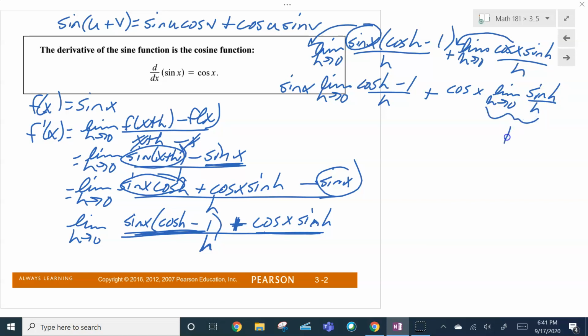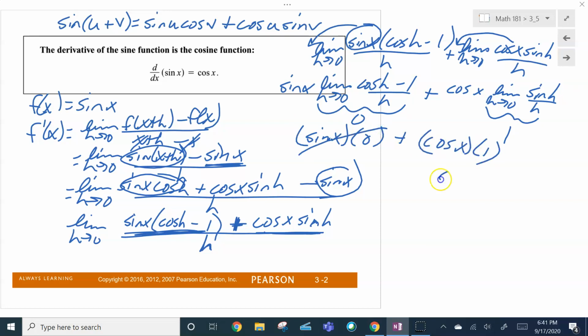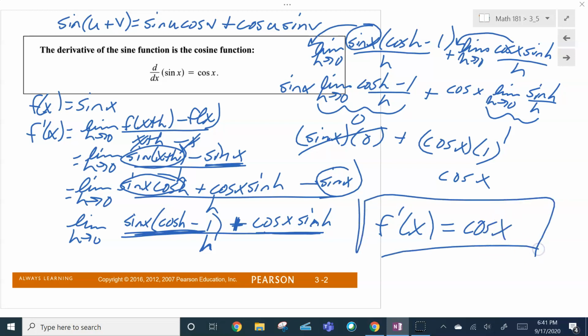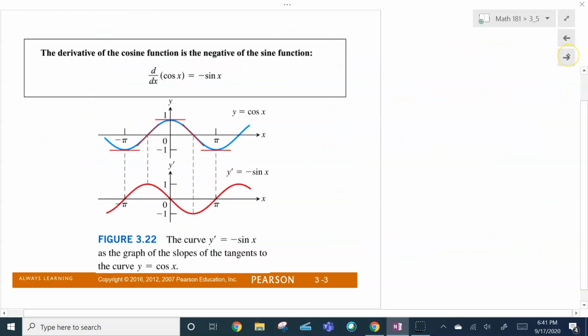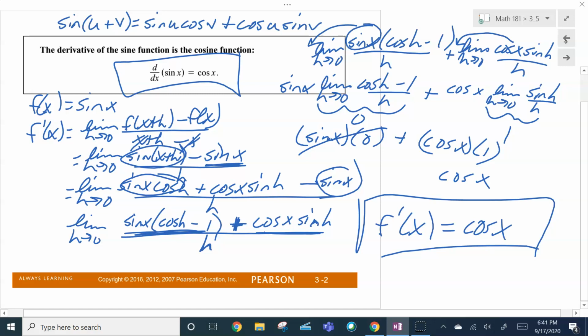Now these were special limits that we had. This limit is just 1. If you remember, it's been a long time, but the limit as x goes to 0 of sine x over x is 1. And this other special limit that we looked at briefly is 0. So I have sine of x times this 0 plus cosine of x times this 1. Well, that's gone. I'm just left with the cosine of x. So f prime of x is cosine of x. So the derivative of the sine is the cosine. That's your proof of that. So just remember, derivative of the sine is the cosine.